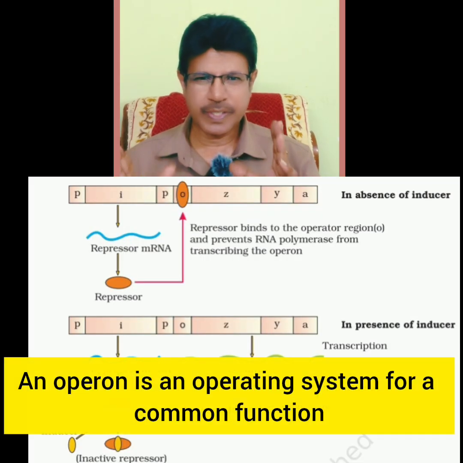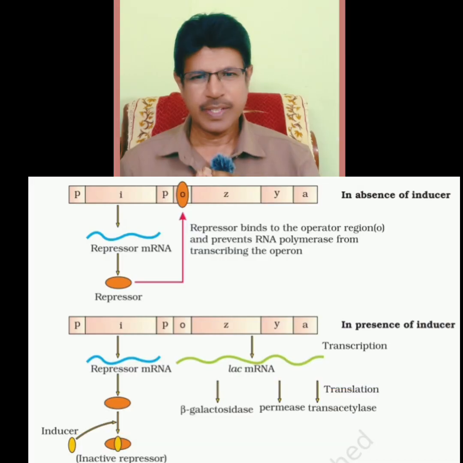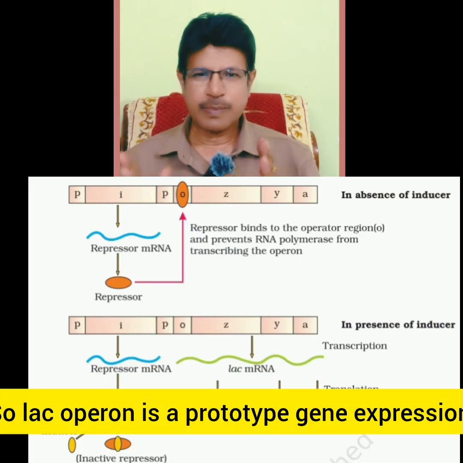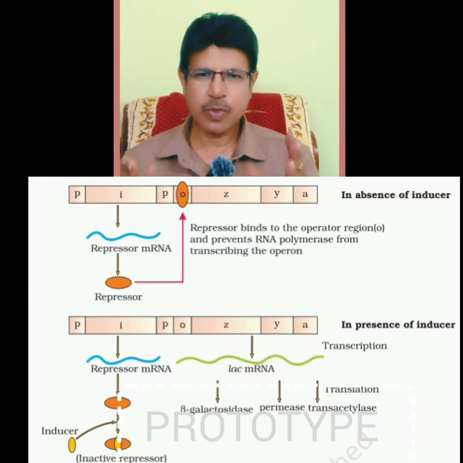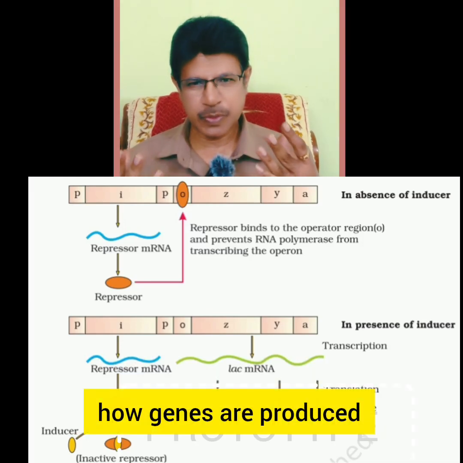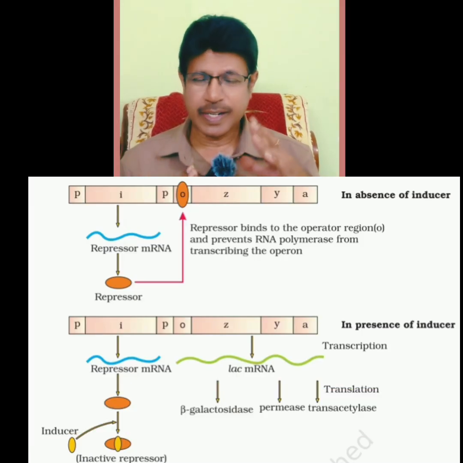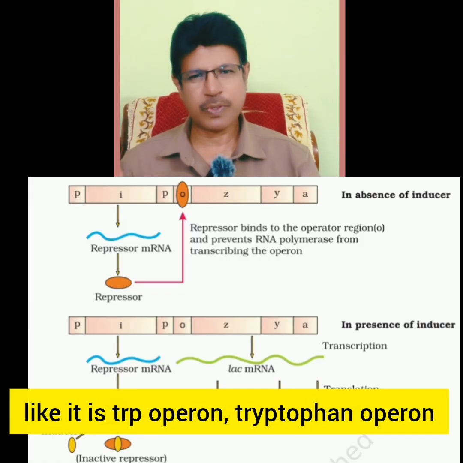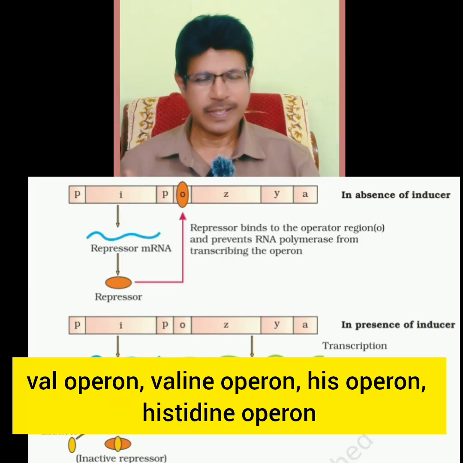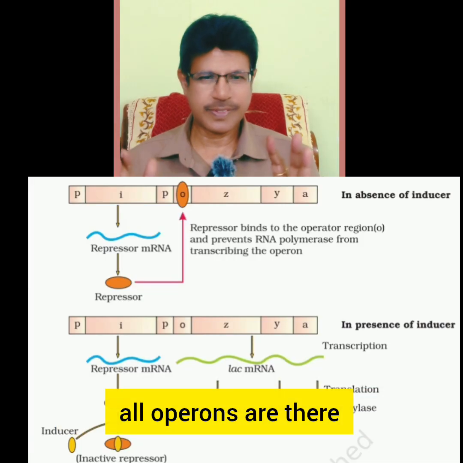An operon is an operating system for a common function, that is lactose metabolism, that is lactose catabolism. So the lac operon is a prototype of gene expression. The prototype is the initial model system to understand how genes are regulated and how genes produce their product. Later several models were described, like the trp operon, tryptophan operon, val operon, valine operon, his operon, histidine operon, ara operon, arabinose operon. All these operons are there.